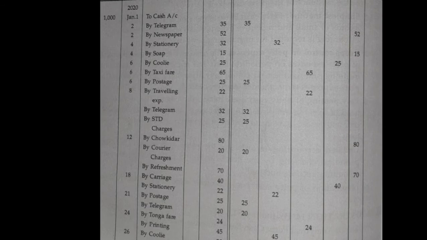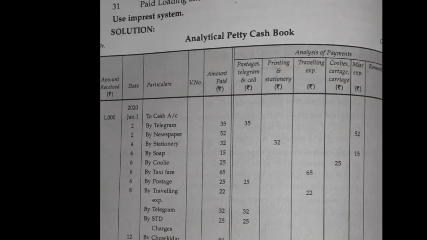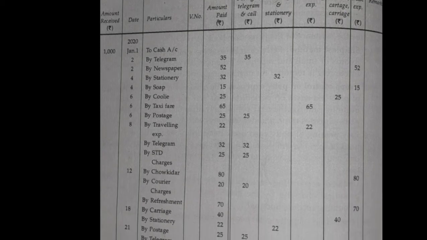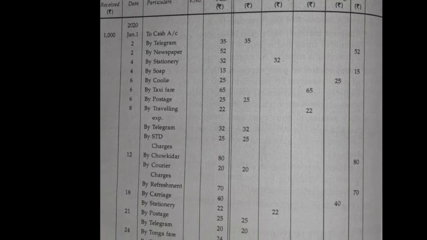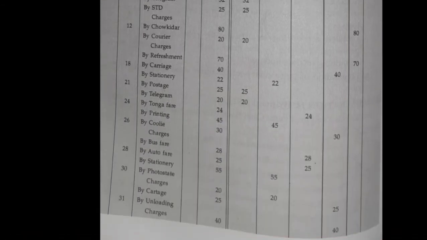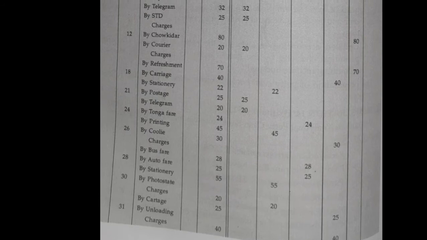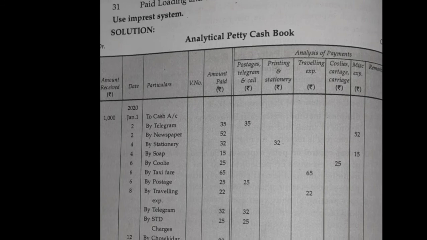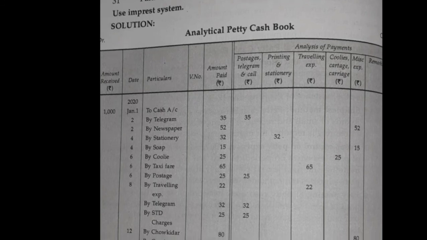Now after the printing and stationery column, the next column is travelling expense. In travelling expense, you can see January 6 taxi fare has been recorded. Then January 8 travelling expense has been recorded. Then January 24 Tonga fare has been recorded. Then January 26 bus fare has been recorded. Then January 28 auto fare has been recorded. So various travelling expenses have been recorded in the travelling expenses column.